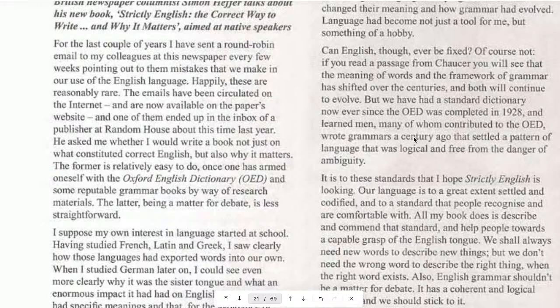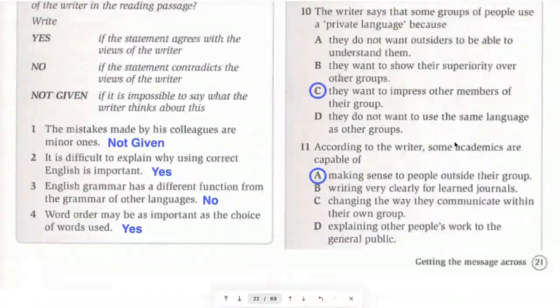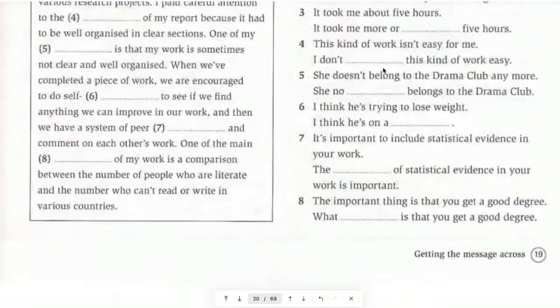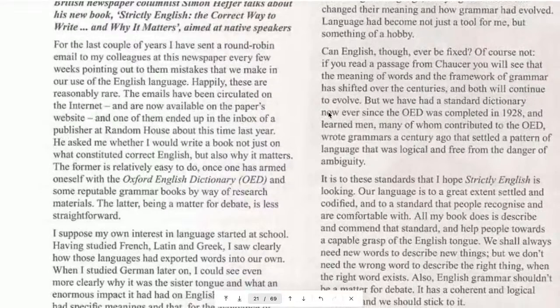They wrote grammars a century ago that settled a pattern of language that was logical and free from the danger of ambiguity. Okay? So that's why the answer here is knowledgeable. And the whole meaning here is just the same as that paragraph. So they talk about some kind of accepted reference books, that is the standard dictionary. Standard dictionary now ever since the OED was completed in 1928.